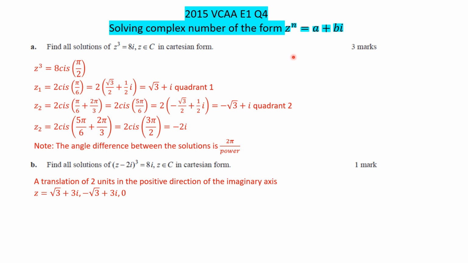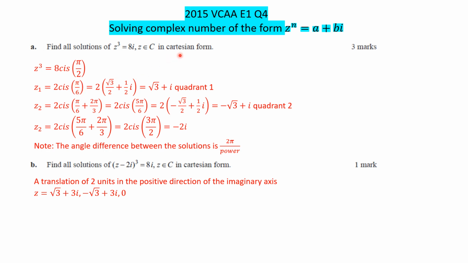Okay. In this example, I want to talk about a special form. You are solving polynomials in which there's only one z term, like z to the power 3 is equal to 8i. So this is the method. You want to convert 8i into the polar form and then work out the first solution. Basically you take the cube root of 8 to get 2. And then for the angle, you take pi over 2 divided by 3. You get pi over 6 in this case.